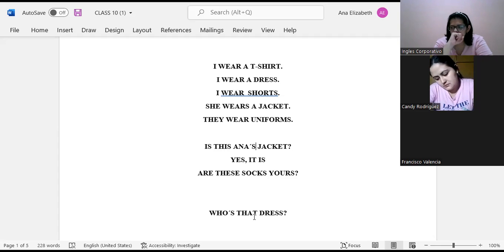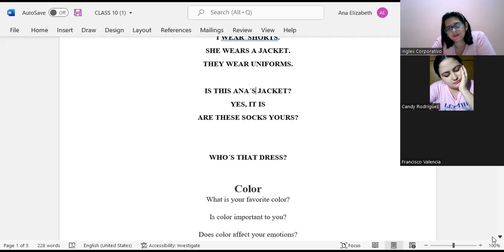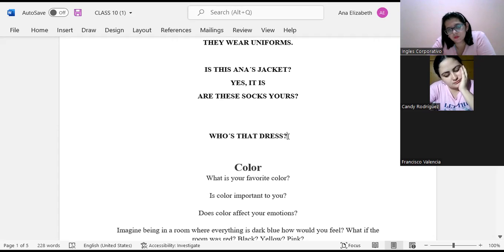No sé por cuál número van, pero igual también lo voy a decir. Usted dígalo, Vanessa, no hay problema. Okay. I wear a trousers, she wear a shirt, is this a scarf? Okay, next. Next, next. I wear a red hat. Are these necktie yours? Yes, it is.